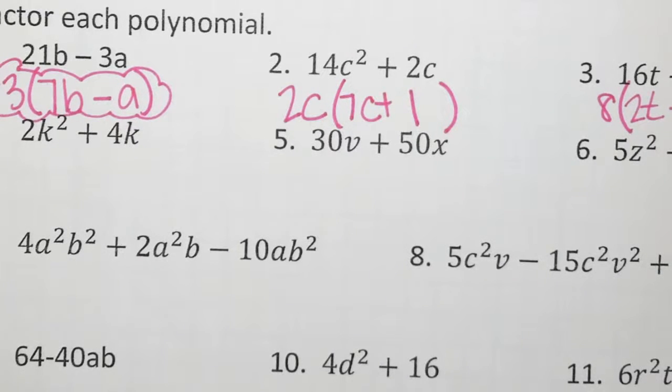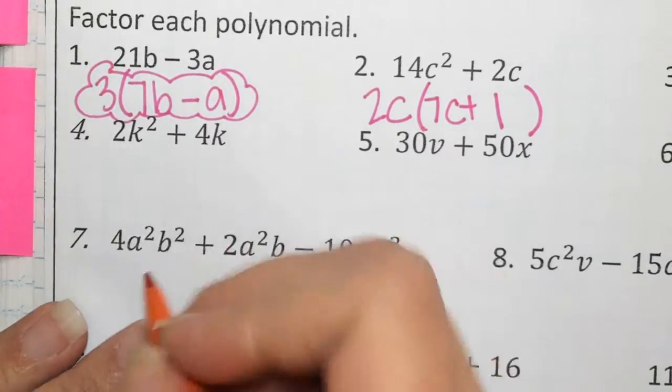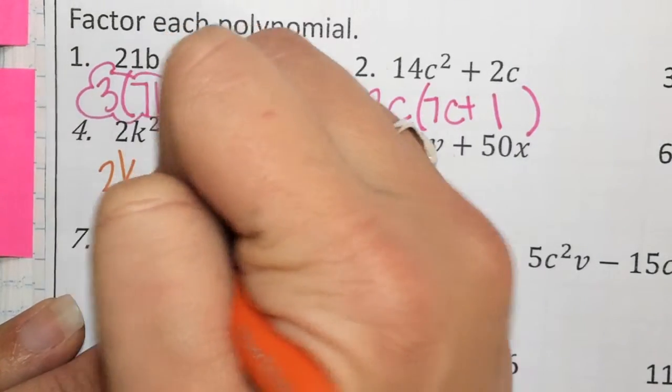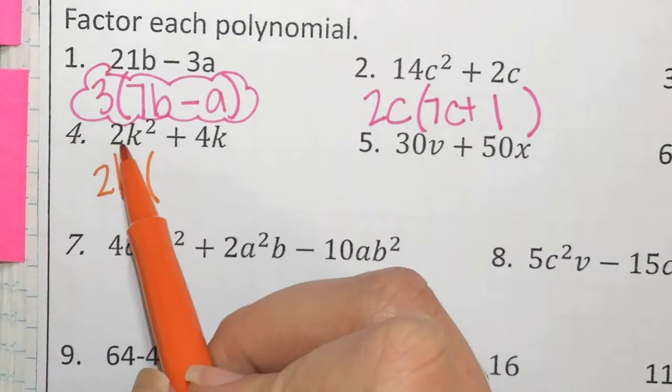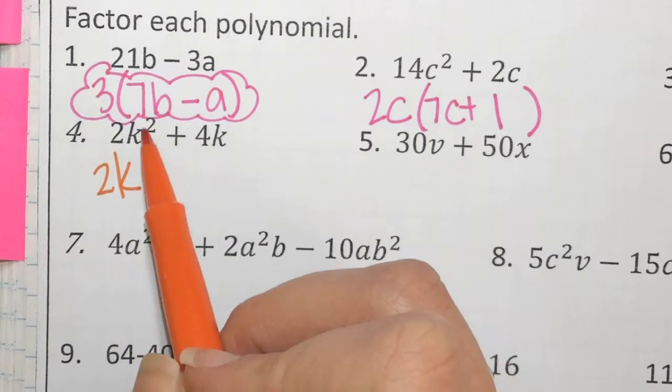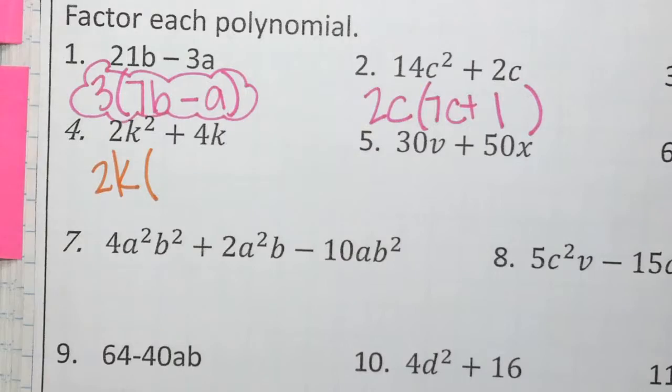Alright, so on number 3, anybody think they got number 3 right? What'd you get for the GCF? I mean number 4. Not 3, we did 3 together. I believe I got 2K. You got 2K as your GCF. Good, because 2 is the biggest number that divides into both 2 and 4. And then you take your smallest exponent, which is 1.